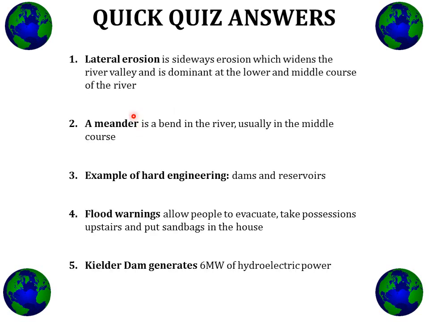And the answers: lateral erosion is sideways erosion which widens the river valley and is dominant at the lower and middle course of the river. A meander is a bend in the river, usually in the middle course. An example of hard engineering are dams and reservoirs. Flood warnings allow people to evacuate, take possessions upstairs and put sandbags in the house, and Kielder Dam generates 6 megawatts of hydroelectric power.